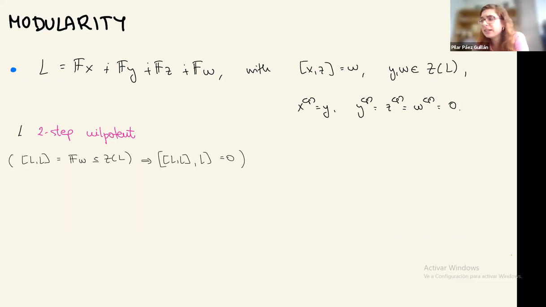Again, it can be checked that this is a restricted Lie algebra, and it is two-step nilpotent because if I consider the derived subalgebra, I get just the linear span of W, but the linear span of W belongs to the center. So if I consider the bracket again, I will have 0. So L is two-step nilpotent, but we'll see that it doesn't have a modular lattice of restricted subalgebras.